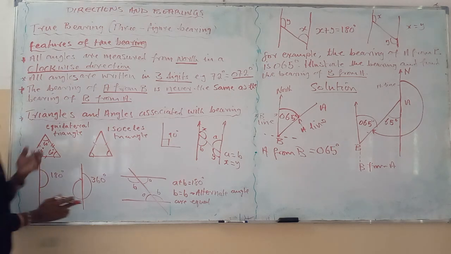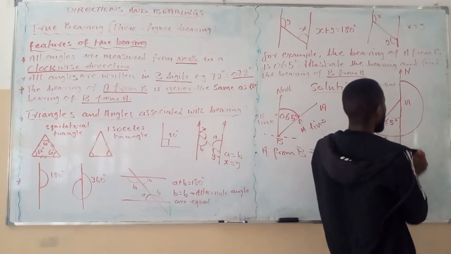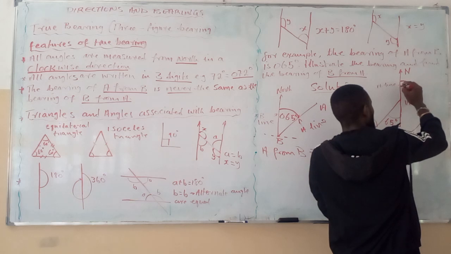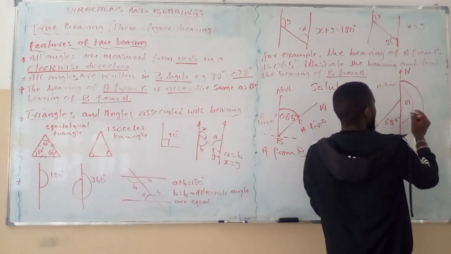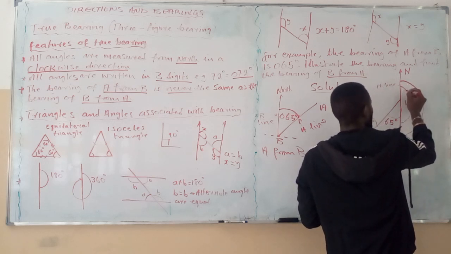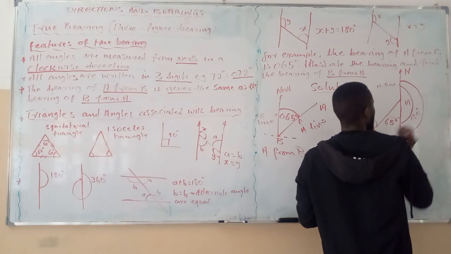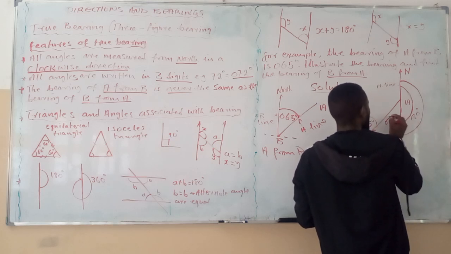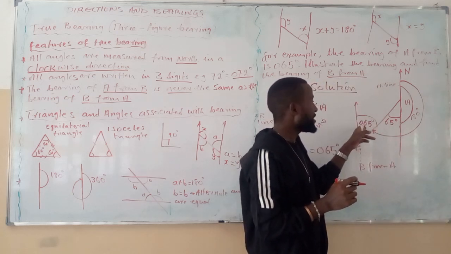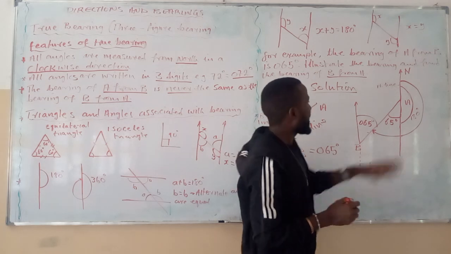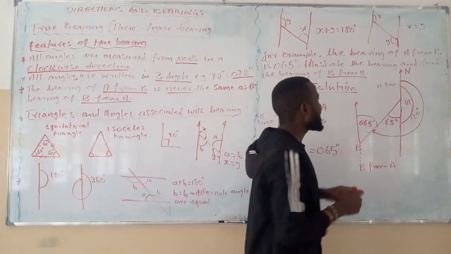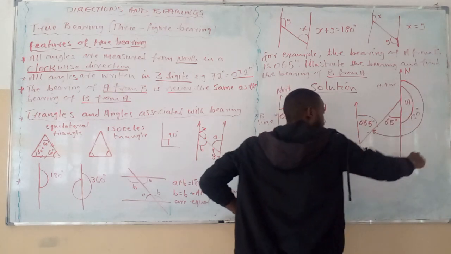You see that? So from here to there it is 65, but from there all the way to there, it is 180 degrees, because this angle and this angle are equal. So if this is 65, also there it is 65. But a straight line adds up to 180 degrees. So now, the bearing they are asking us is from this angle, the whole of this angle to there.